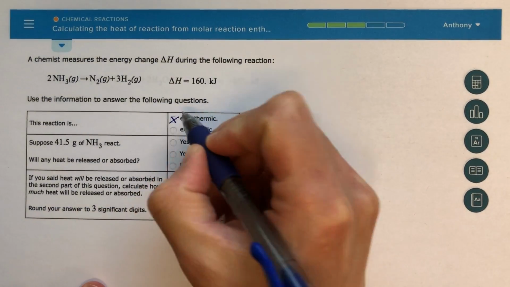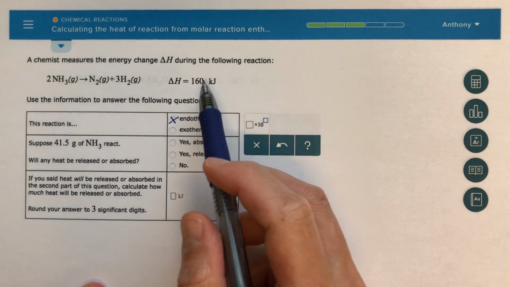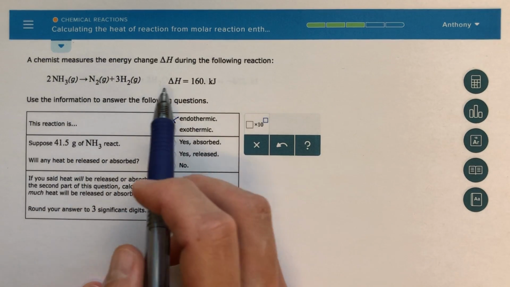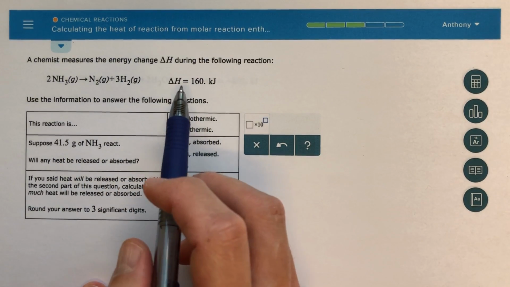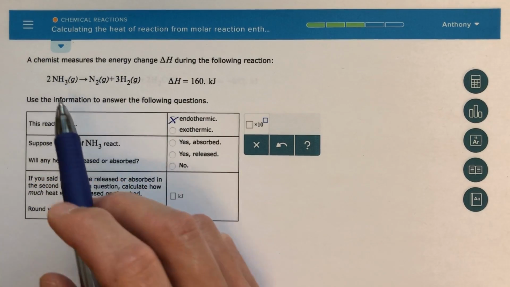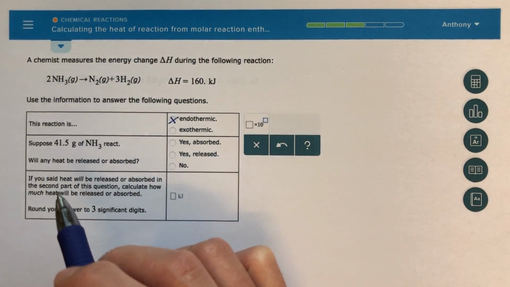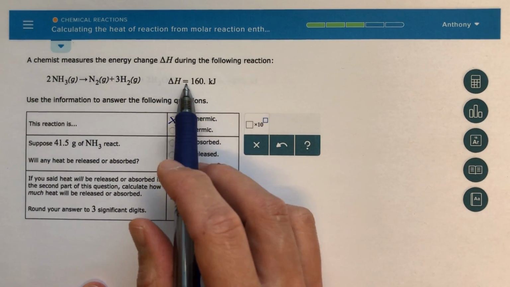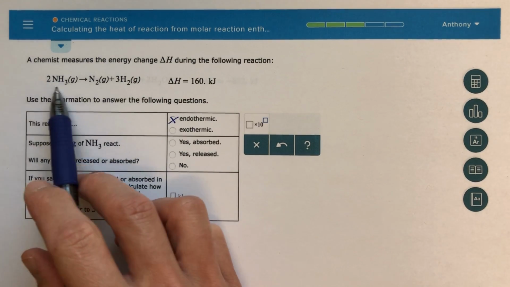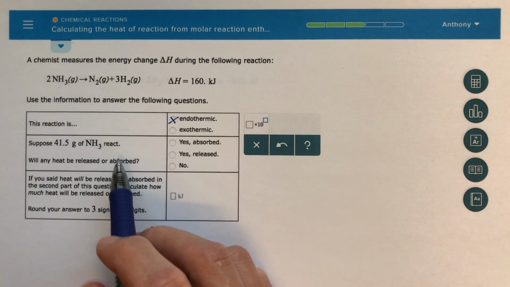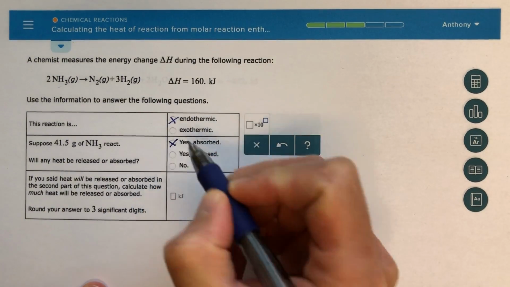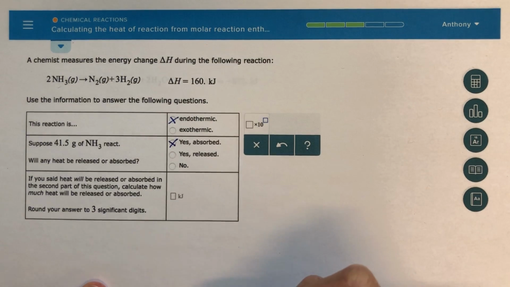So we can go ahead and answer our first question here. This delta H being positive means that for this reaction to occur, we actually need to put in 160 kilojoules of energy for every 2 moles of NH3. So these coefficients are related to this amount of energy. So this is an endothermic reaction, a positive delta H. Suppose 41.5 grams of NH3 reacts, so we're going to have some mass of NH3 that's going to react. Will any heat be released or absorbed? Since it's endothermic, we're going to be absorbing energy to run this reaction.